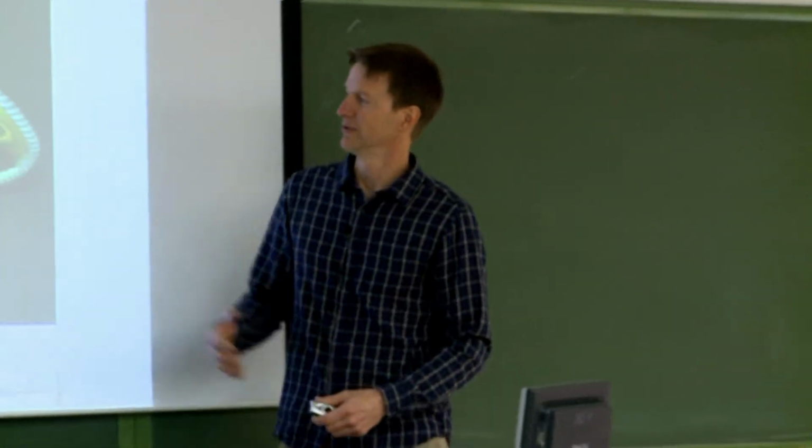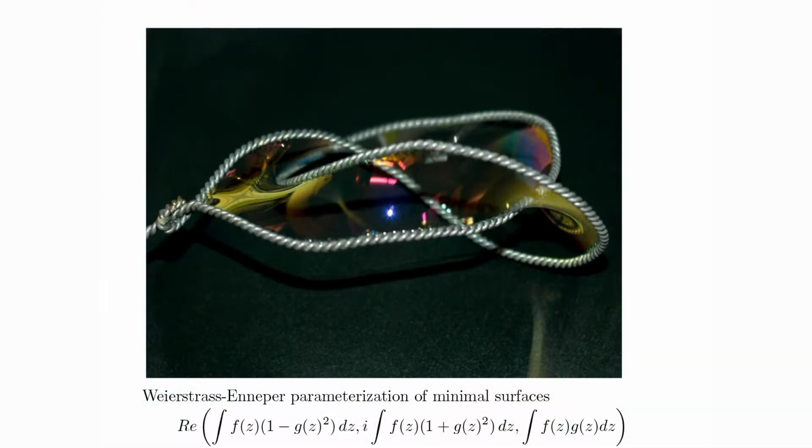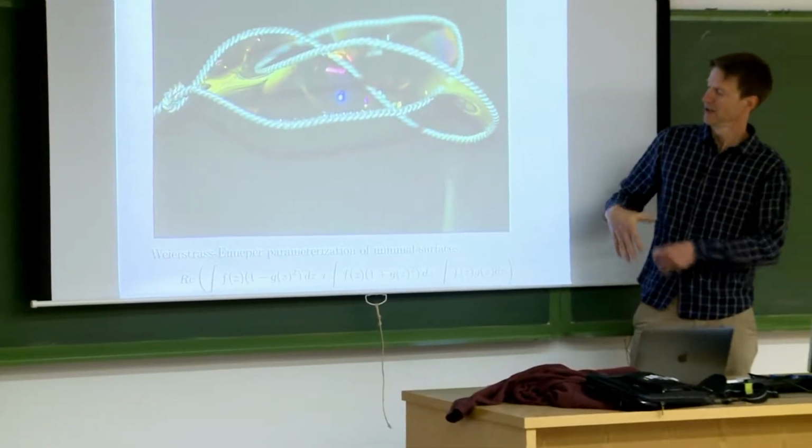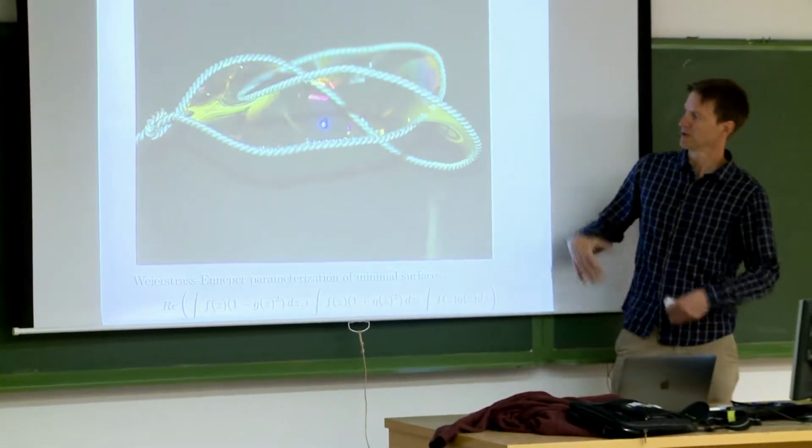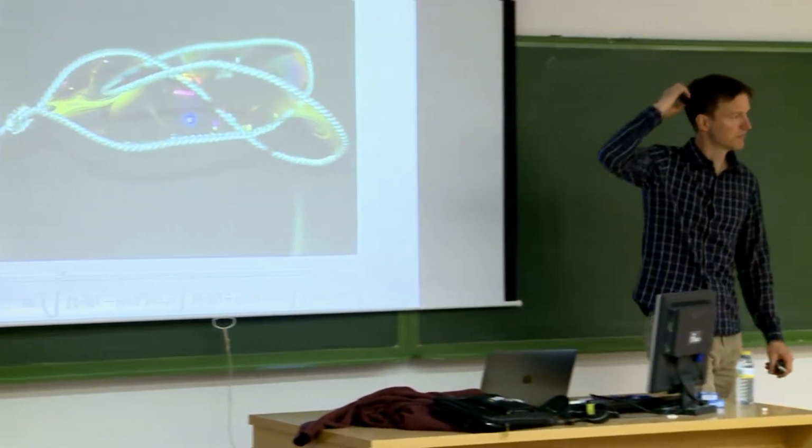There's some version of an analytic function there, and in fact, as we all know, one can parameterize soap films by analytic functions. In this case, you take your two favorite analytic functions, f of z and g of z, do these integrals, and these are the x, y, and z coordinates of some surface in R3, which will give you a minimal surface.